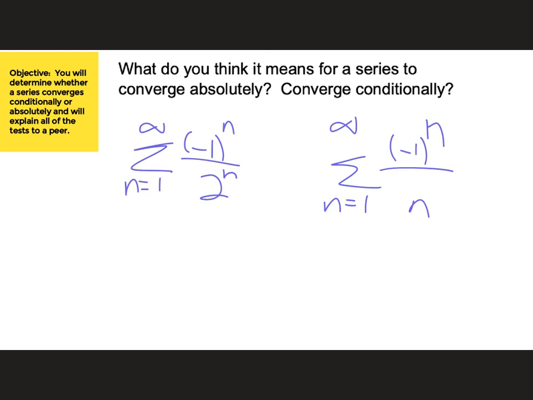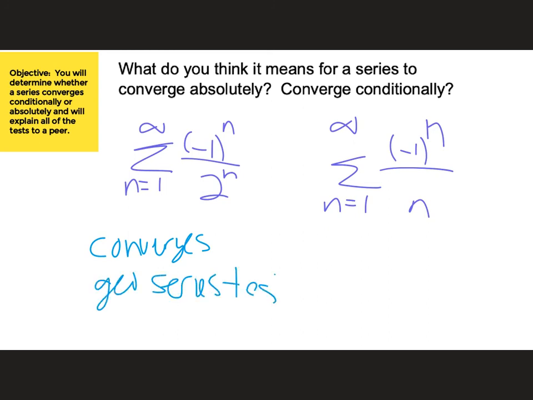Have you done the thinking? I hope so. Because here's the deal. This one converges by the geometric series test. This one, in fact, converges absolutely. Because if that was 1/2 to the n, it's fine. Doesn't matter that it's negative 1/2.